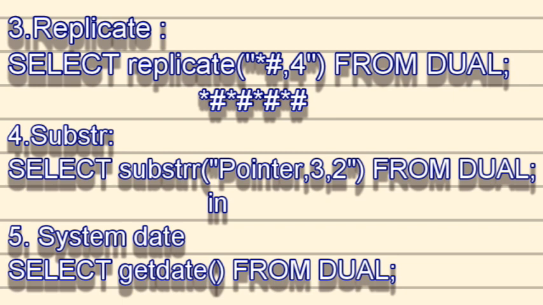Suppose you take comma 3 over here, then it will print I, N and T. This is the other function that is available, that is substring.